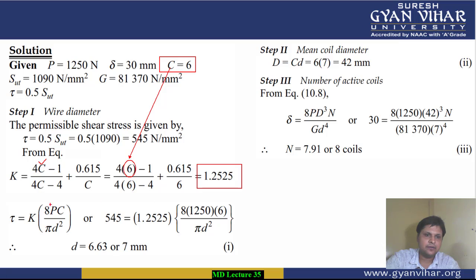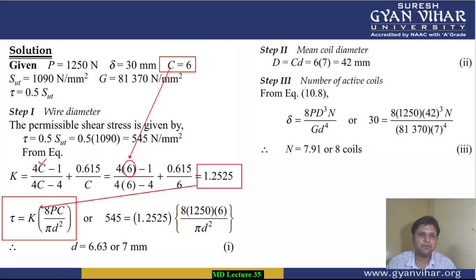Now using this Wahl factor value in the load stress equation, which says that tau is equal to K into 8PD upon pi d square, we have simplified that equation. We have used the spring index because we have the value of spring index. Tau is equal to K into 8PC upon pi d cube. Now if we put the value of spring index, load is also given to us, K we have calculated, tau we have also calculated here, 545.